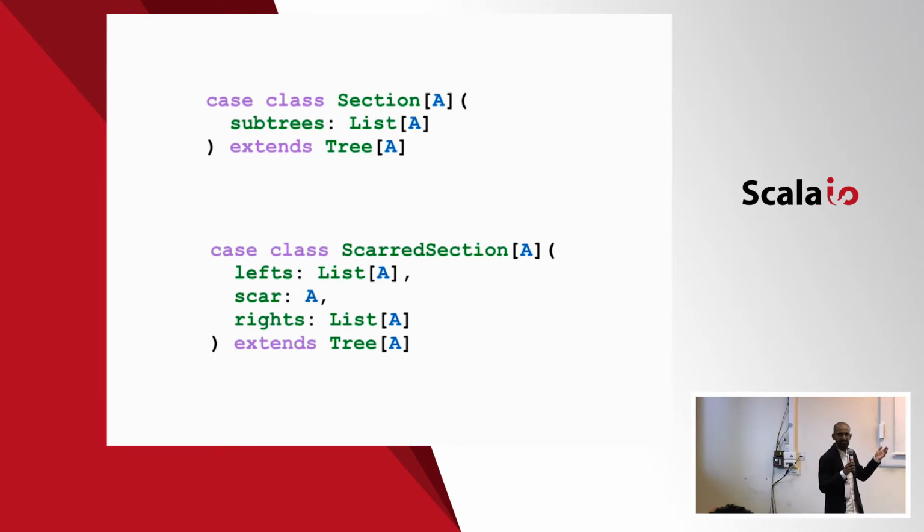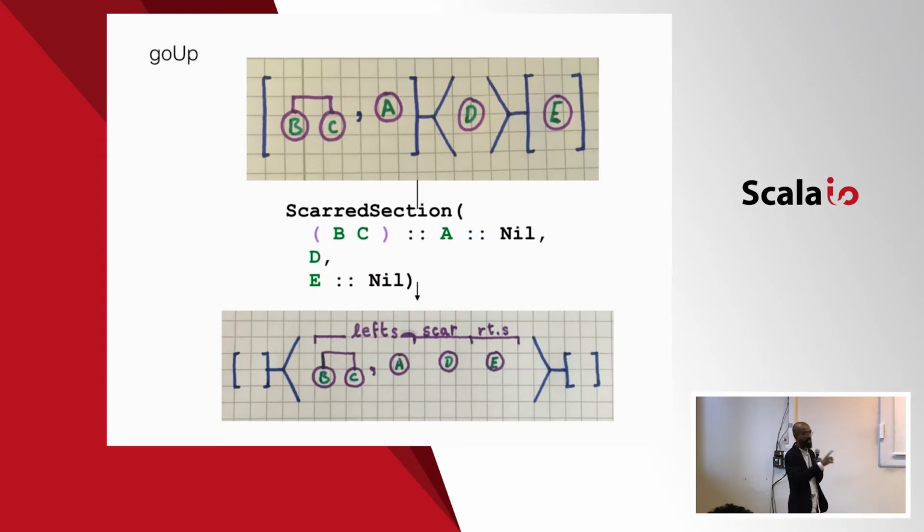They refer to this in the paper as leaving scars while doing this traversal. The idea is that instead of having a section that's a list of subtrees, you have a section that should be a list of tree of A. Sorry about that. So a scarred section will replicate your definition of the node in path. Instead of putting them all together into a single list, you preserve the ones that were on the left, the one that was the focus, and the ones on the right. So when going up, instead of putting B, C, A, D, and E together in a single list, you just keep them separate.